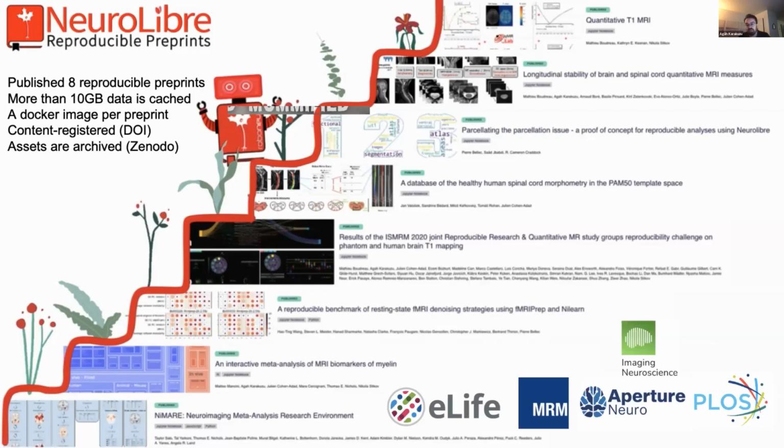As they are preprints, they do not prevent you from publishing in peer-reviewed journals. If anything, in our experience so far, they make the process more appealing both to the reviewers and to the authors of these publications. Some of these preprints have already been published in eLife. There are some under review in Magnetic Resonance in Medicine, Aperture Neuro, and Imaging Neuroscience, and we also published some articles with PLOS Computational Biology.